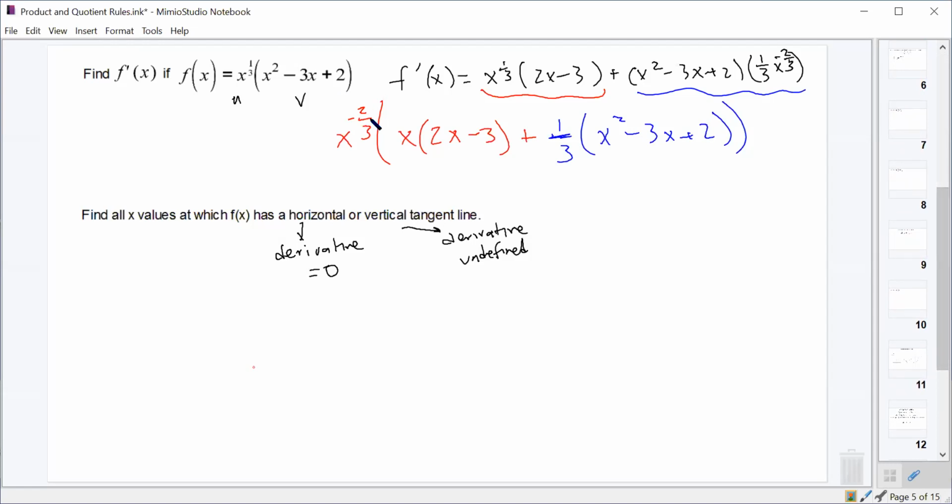We've got x to the negative 2/3 times all of this junk in the middle. So what happens to x to the negative 2/3? It should drop to the denominator. And I could start distributing all this out if I wanted to. I'd have 2x squared minus 3x plus 1/3 x squared minus x plus 2/3 all over x to the 2/3 power. Good or no?